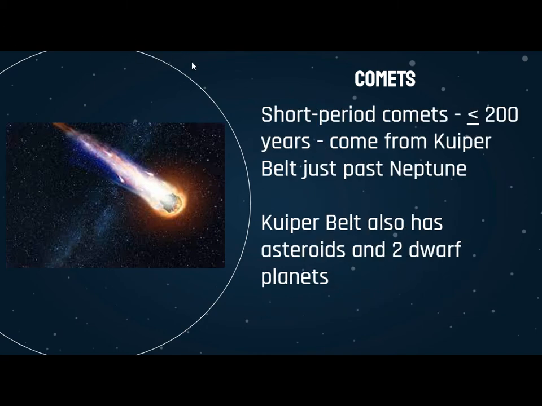Short period comets come from a place called the Kuiper Belt. The Kuiper Belt is just out past Neptune, so it's just outside of our solar system. That's where a lot of asteroids hang out. We have the asteroid belt kind of in the middle of our solar system, and the Kuiper Belt is on the outside of our solar system. It has a bunch of asteroids, it has dwarf planets, and it has comets.